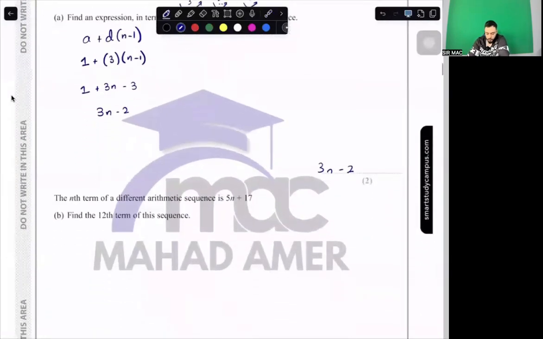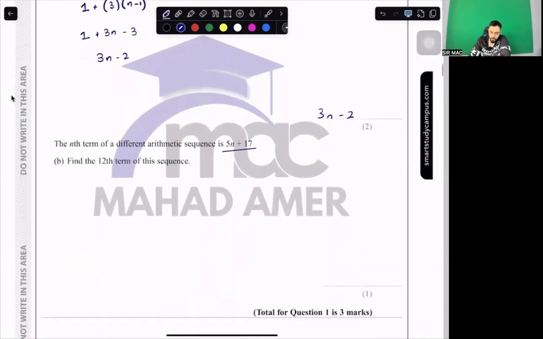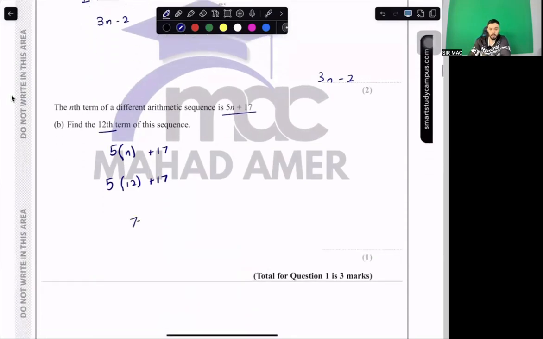Okay. The nth term for a different arithmetic sequence is 5n plus 17. Find the 12th term in the sequence. Quite simple. In place of n, you're just going to be substituting 12 because you need the 12th term. So 5 times 12 plus 17. Plug that in a calculator. 5 times 12 plus 17 is as simple as 77. So the 12th term you're going to get is 77. So that's going to be it.